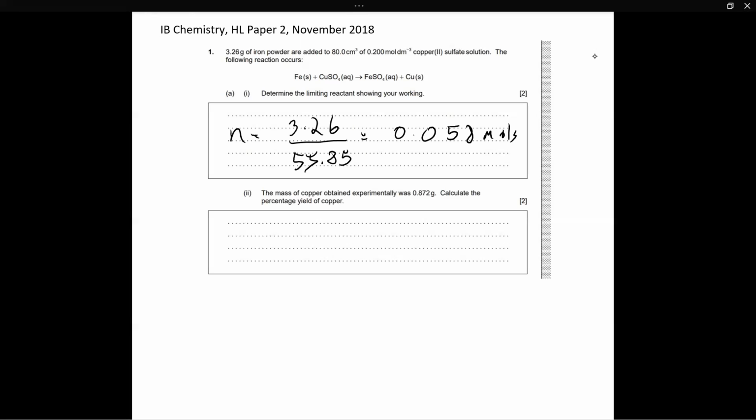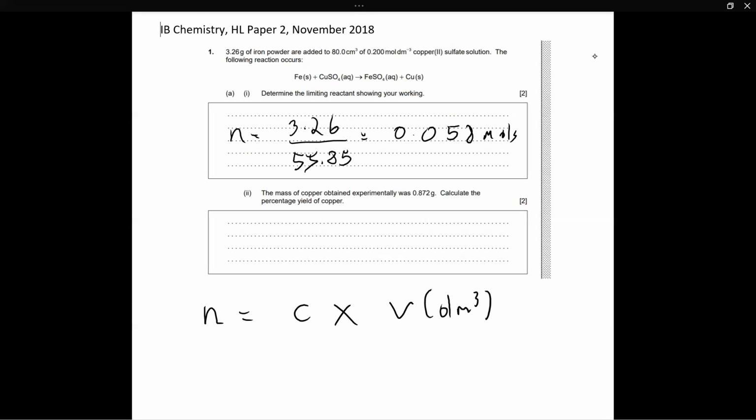Now, the copper 2 sulfate solution, it's a solution, right? So how do we find the number of moles of a solution? The formula for that is the number of moles of a solution is equal to the concentration of the solution times the volume of the solution. But the volume has to be in dm cubed. It cannot be in anything else. It can't be in cm cubed. So it should be in dm cubed.